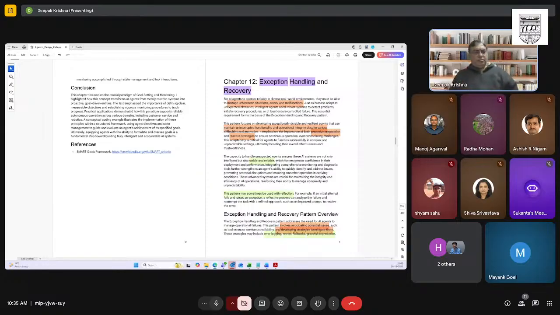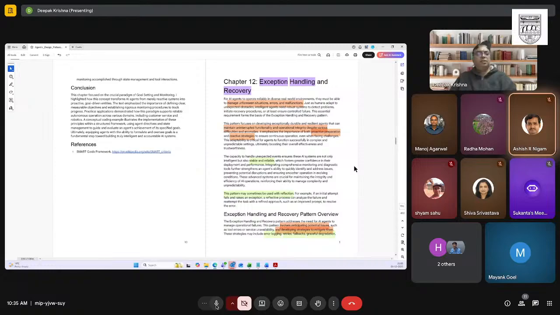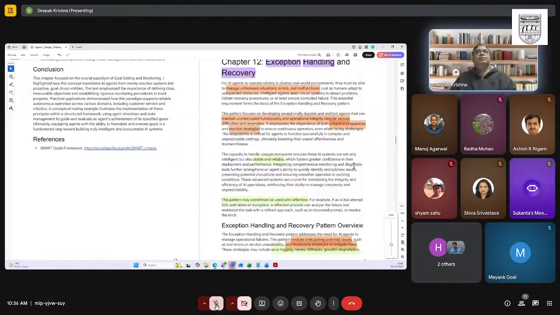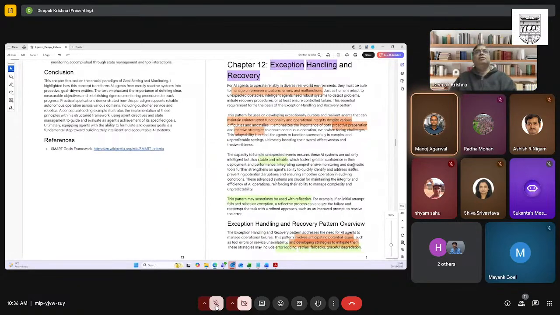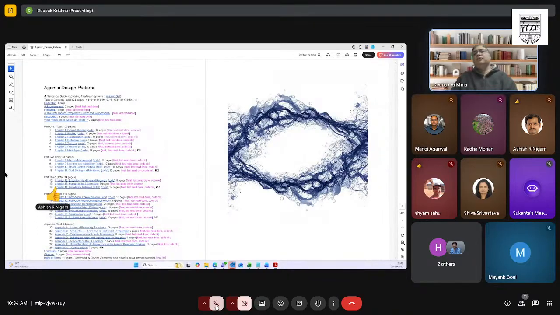So before getting into this, is this font fine, or I can increase the font size. Yeah, let's increase a little bit. Little bit. Yeah. Let's increase a little bit. Okay, it's done, a little bit. Much better. Okay, fine.